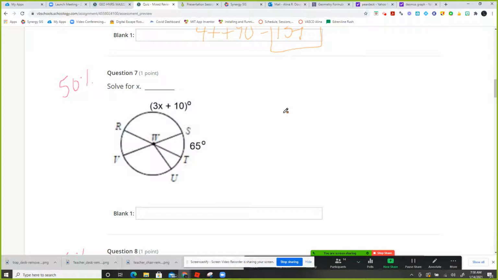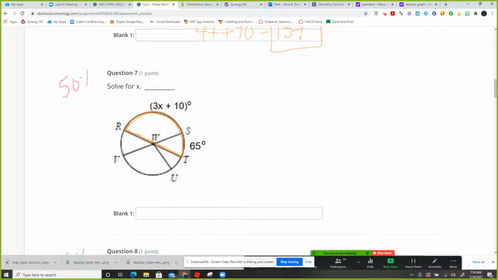So with that in mind, how can I solve for X here? Do we see any diameters? I always look for diameters when I have questions like this. And I see a diameter right here. It's not the only one, but it's definitely the easiest one. The diameter cuts the circle in half. So how many degrees are there in a semicircle?